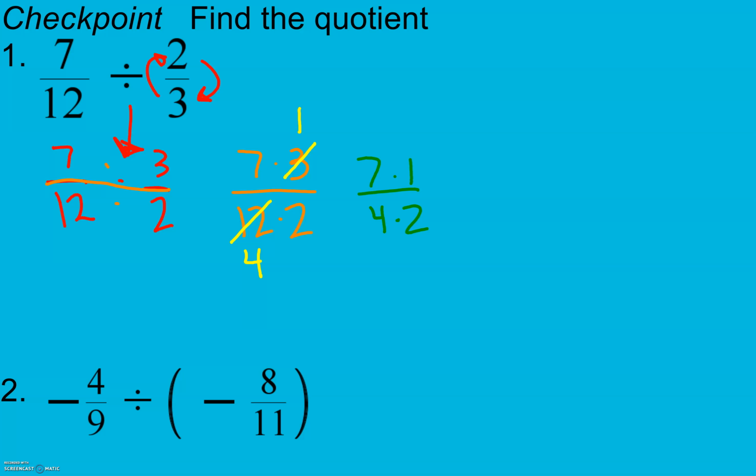And I can multiply, which gives me 7 over 8. I cannot reduce it any further, and 7 is smaller than 8, so I leave it, and I don't have to worry about switching it to a mixed number, because there is no mixed number here.